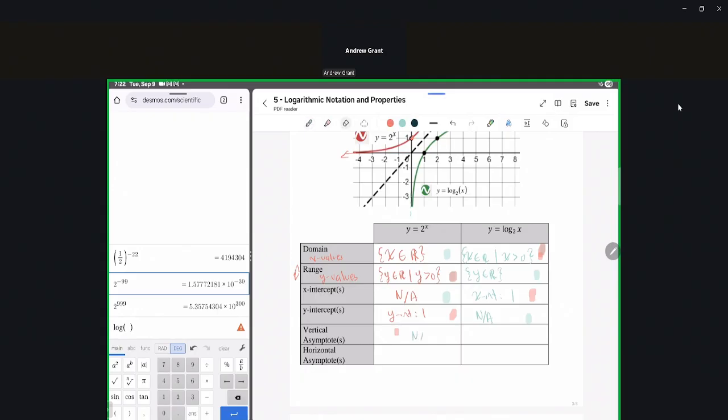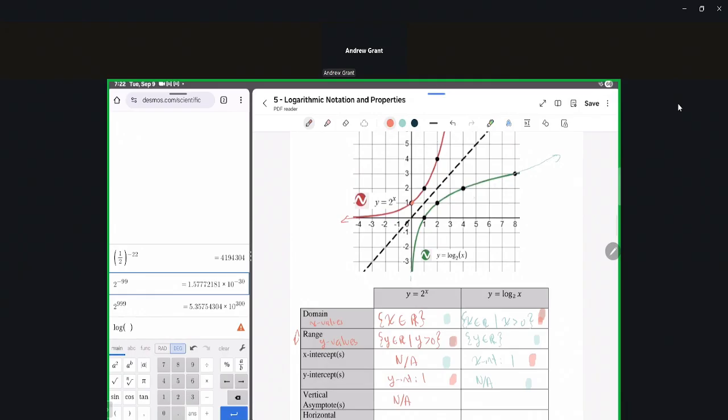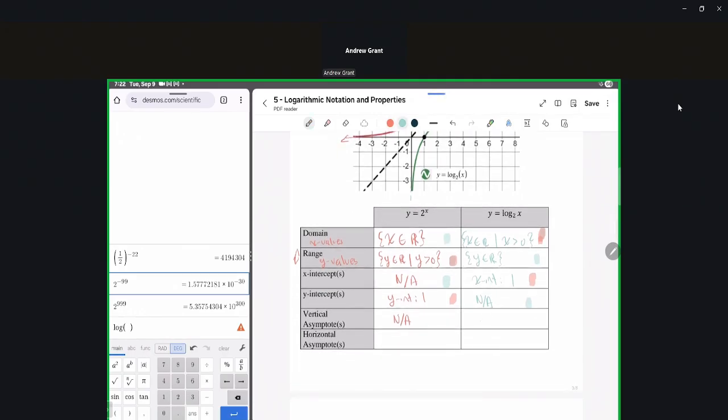Oh, got my colors mixed up here. Let's try this again. Red. So this would be not applicable. But the log function does have one. So you can see it gets kind of close to 0. And so we would say that the equation of this would be x is equal to 0.